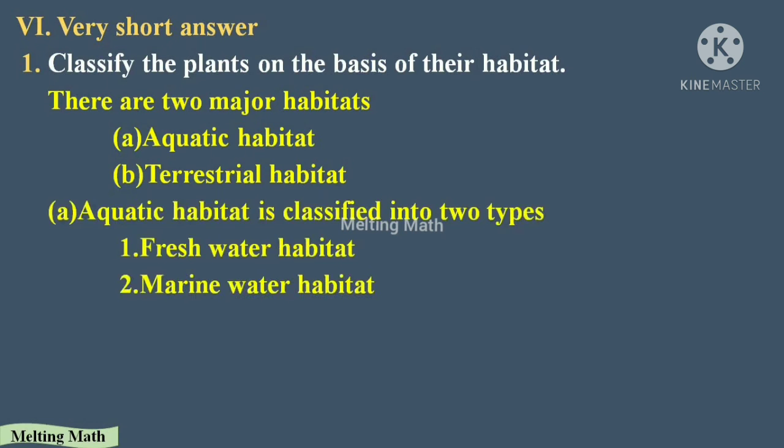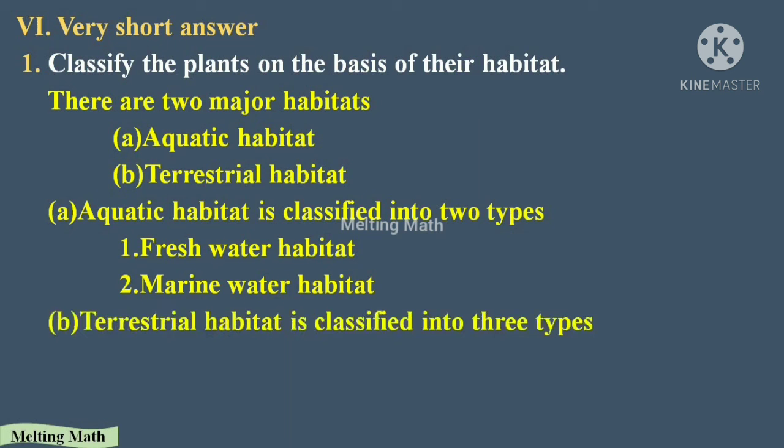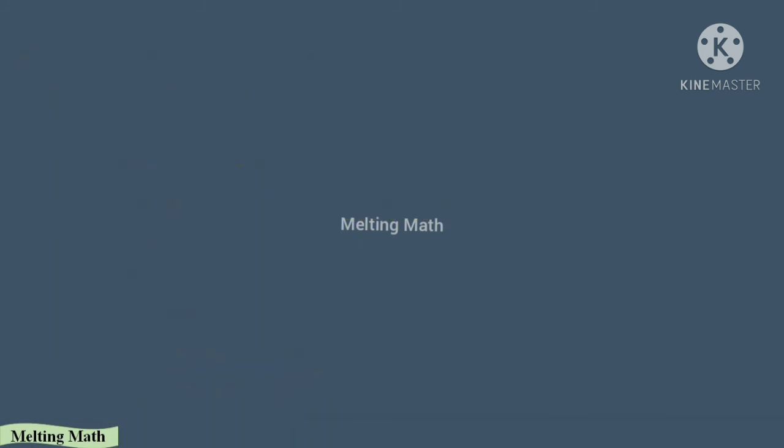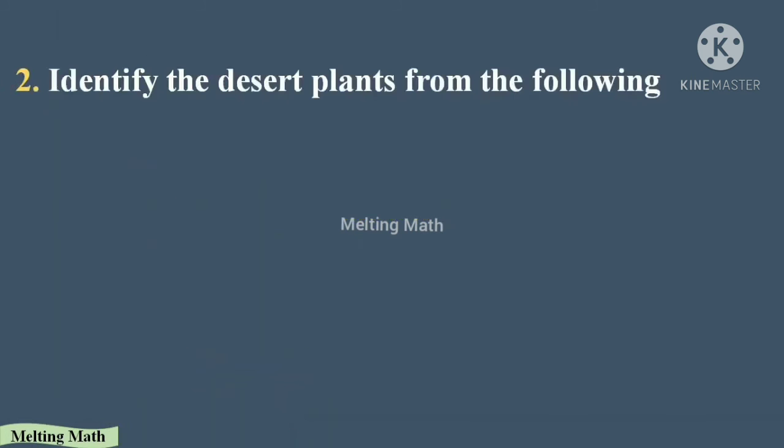After that, in the marine water habitat, let's see that terrestrial habitat is further classified into three types. One is a forest habitat, another is a grassland habitat, another is a desert habitat. So these are the types of the habitat based on the plants' growing habitat. Okay, next see the second one, identify the desert plants from the following.